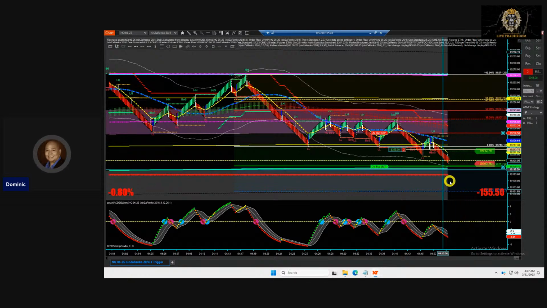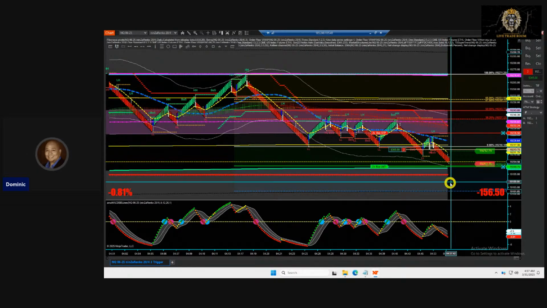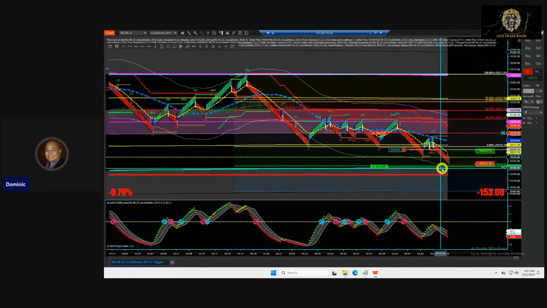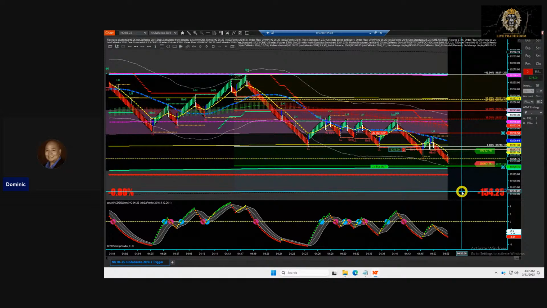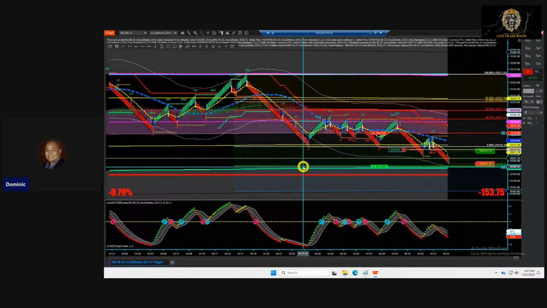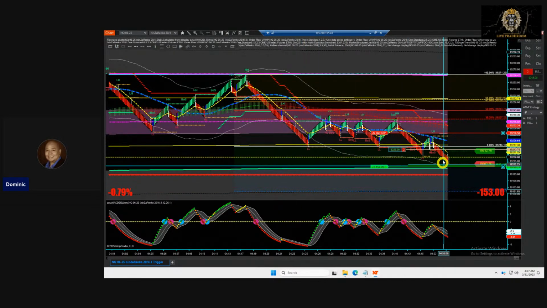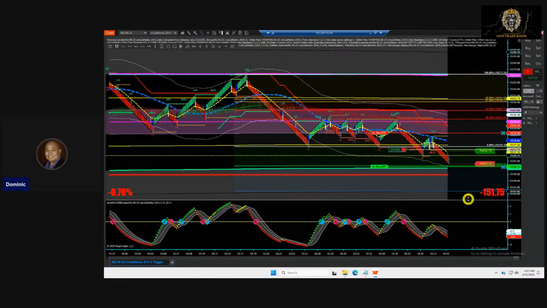A lot of confluence here. You have the bottom of the Keltner channel. You have the -1 deviation. You also have the extension of the fib. 3 minutes for the top of the hour.